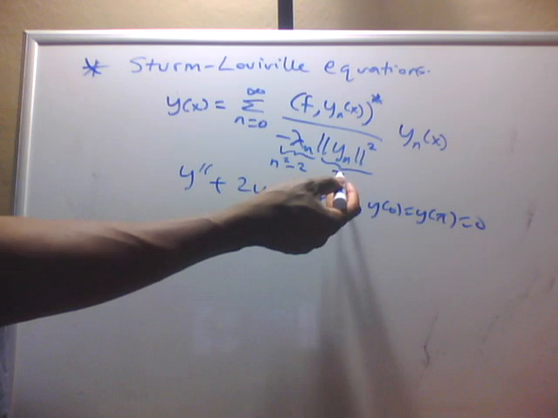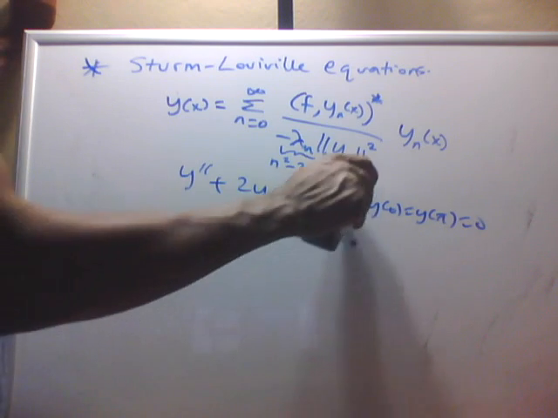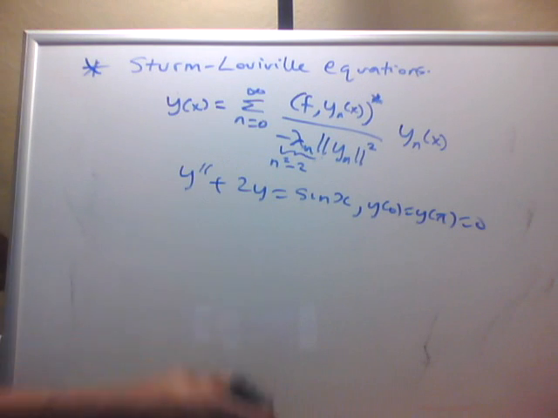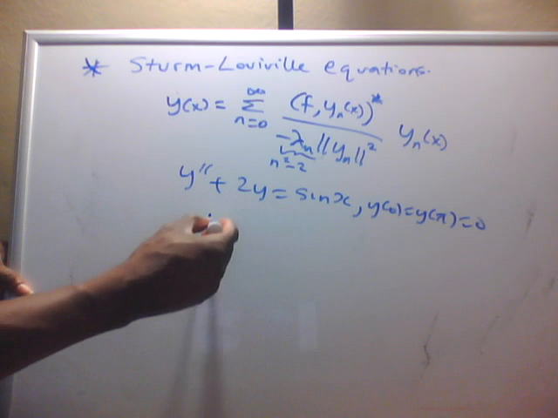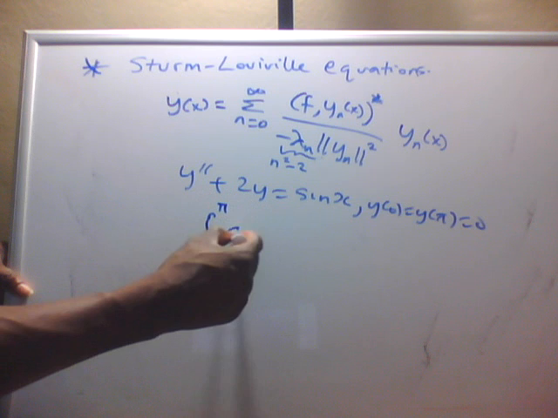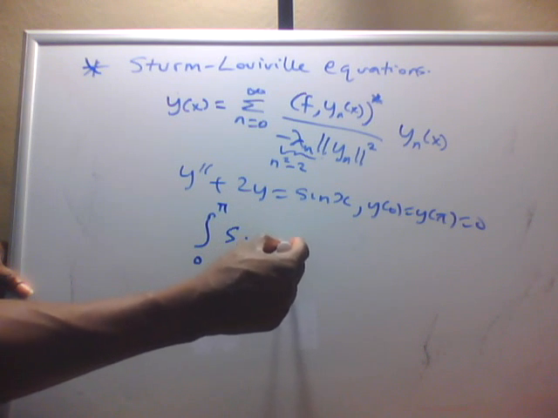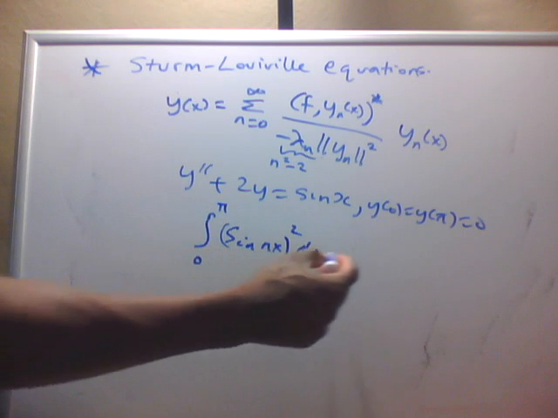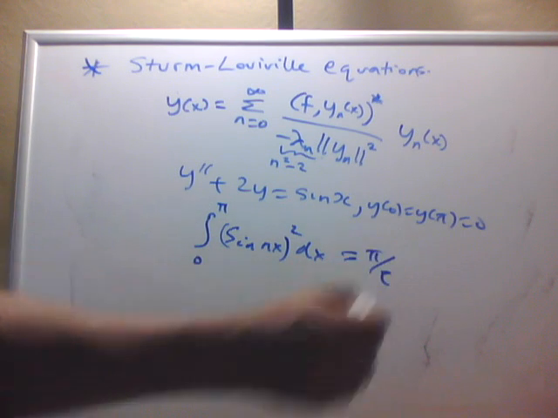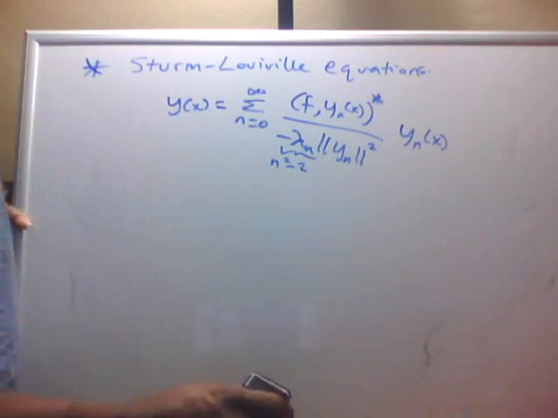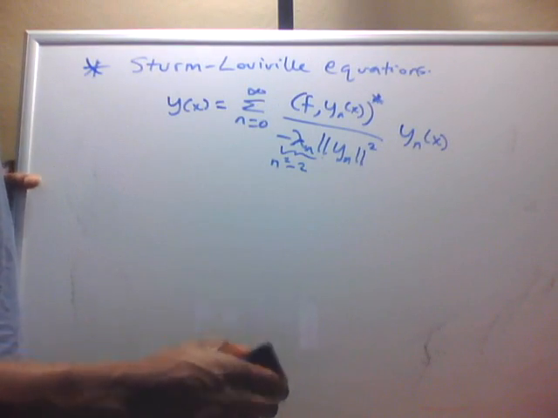Well, let me show that real quick. It's not exactly π, because the norm we're looking for here is from 0 to π of sine squared nx dx. In the Fourier case, we looked at from minus π to π, so this actually is π over 2. Okay, so we go back and solve this.